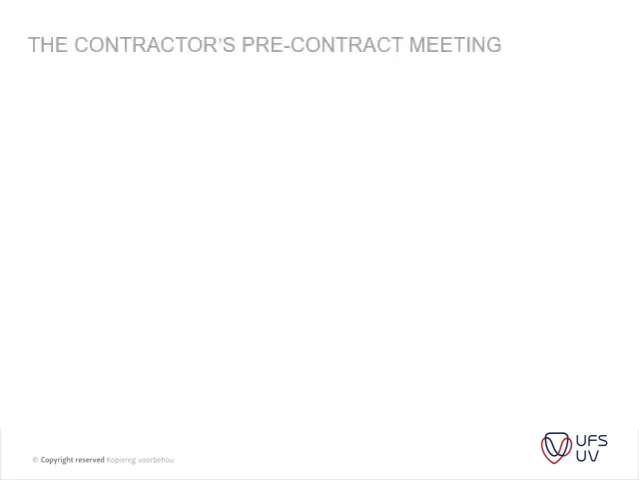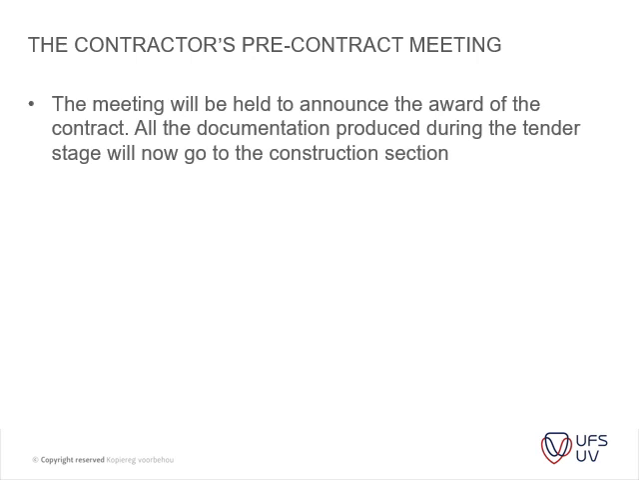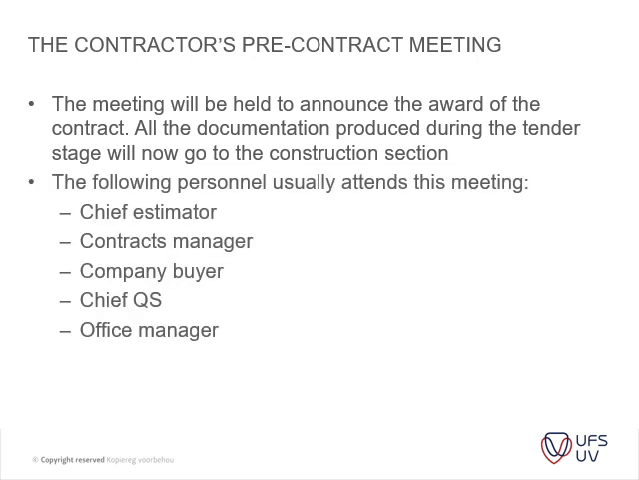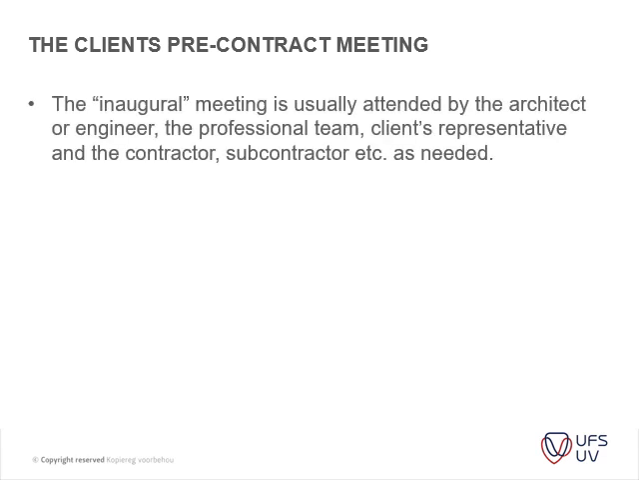Okay, then we get to the contractor pre-contract meeting. Usually there's a bit of an announcement and a big do within the construction company if it's a big thing that they've won the tender. And then the following personnel usually attend a meeting, an actual planning meeting. It's the chief estimator, the contract manager, accompanied by a chief QS and the office manager. There's a certain amount of handover from the tender process, or the people involved in the tender process, to the actual guys implementing the contract.